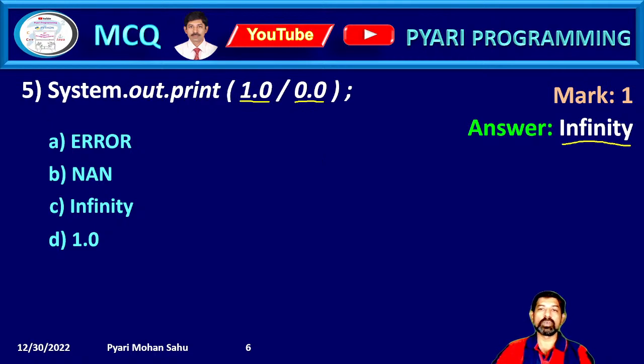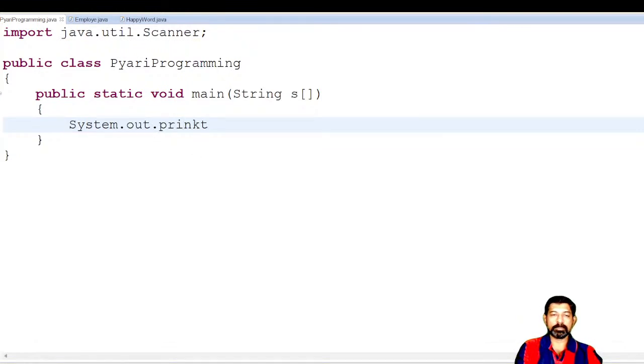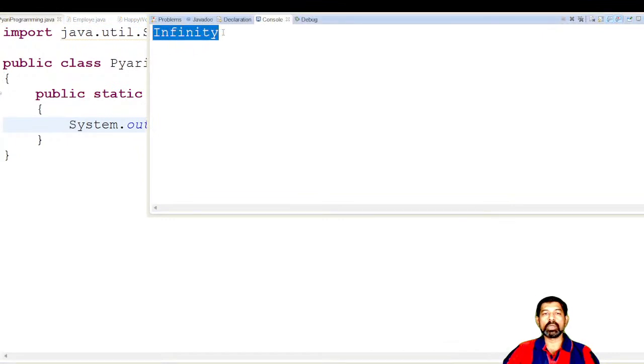So if you are not convinced with me, I can show you the example. Okay, so I'm taking you towards the Java. I'm saying System.out.print, 1.0 divided by 0.0. I'm putting a semicolon. Now I'm executing it. We got infinity. It is not an error. It is giving an output. Okay, it is called infinite. Hope I'm clear to everyone.